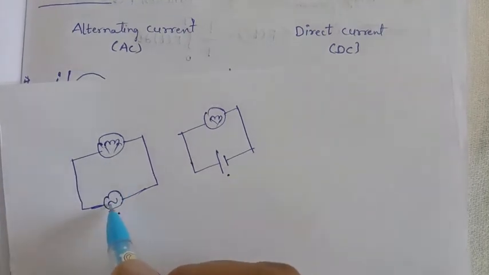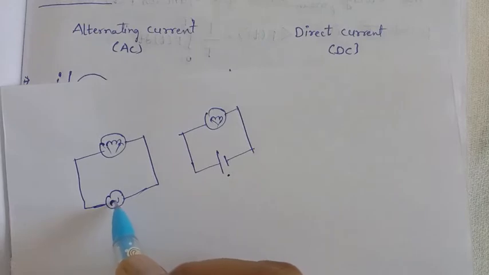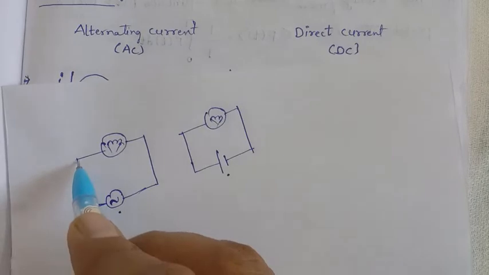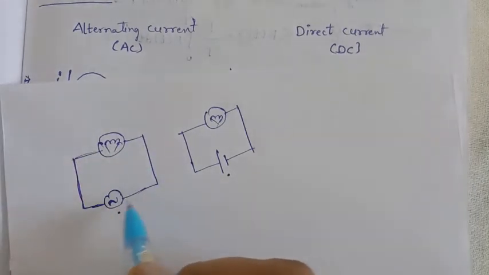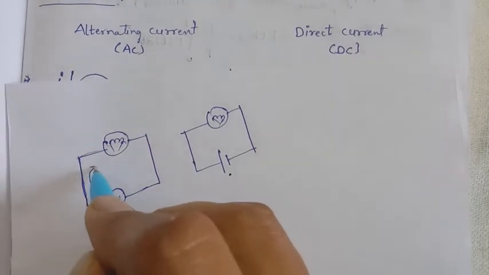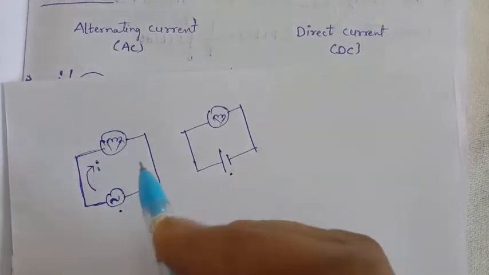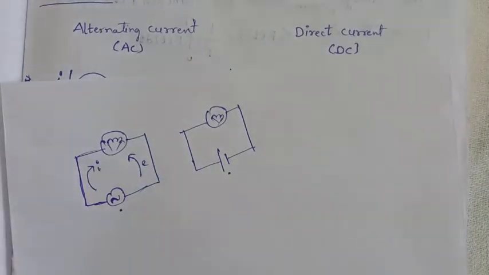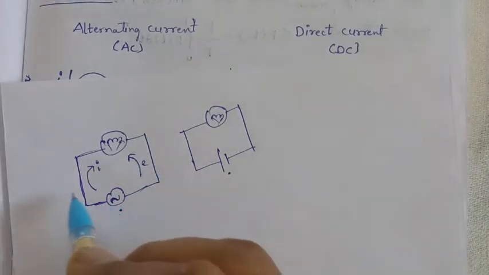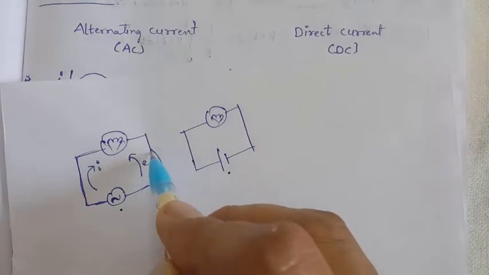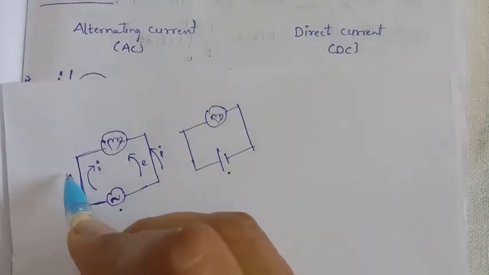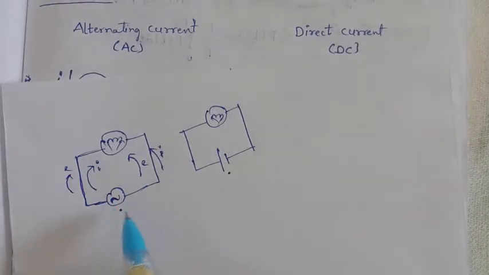For the first half cycle, it will become positive. Then the current flows from positive to negative. This is the direction of current, and the electron flow is opposite to that. This is the direction of the electron. For the next half cycle, the current flows along this direction. That means this is the direction of current flow, and this is the direction of electron flow. So in this manner, the current will be flowing in both directions.